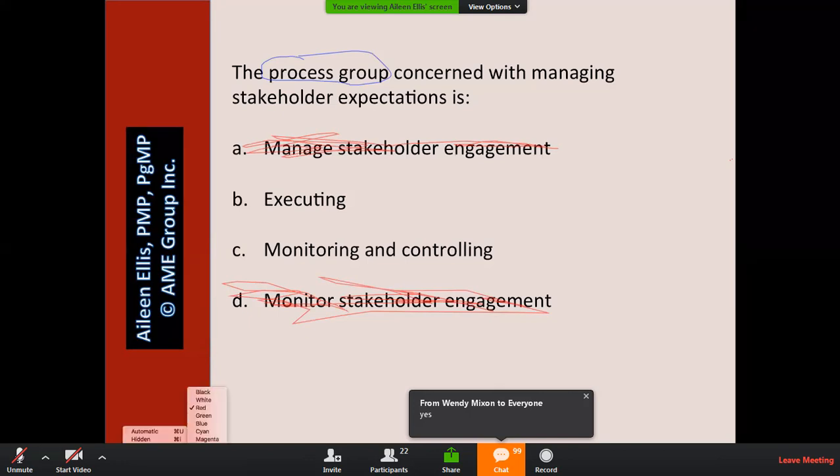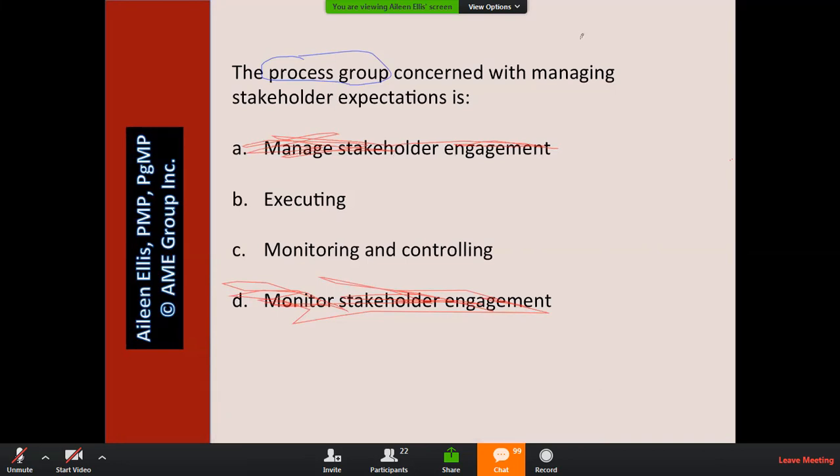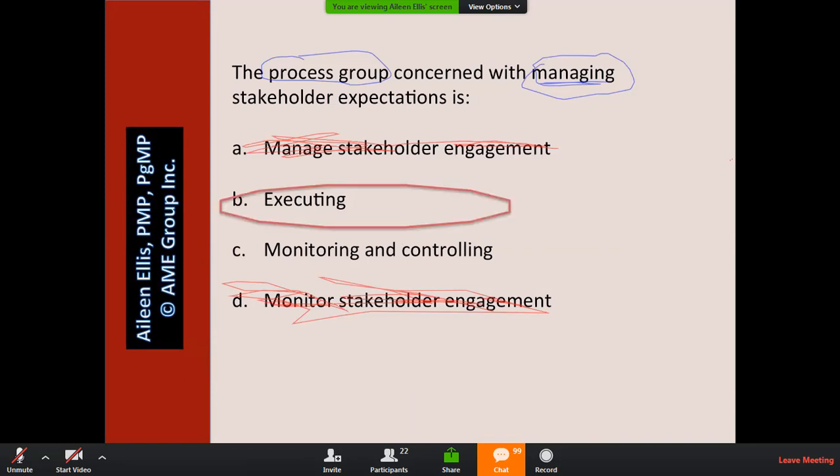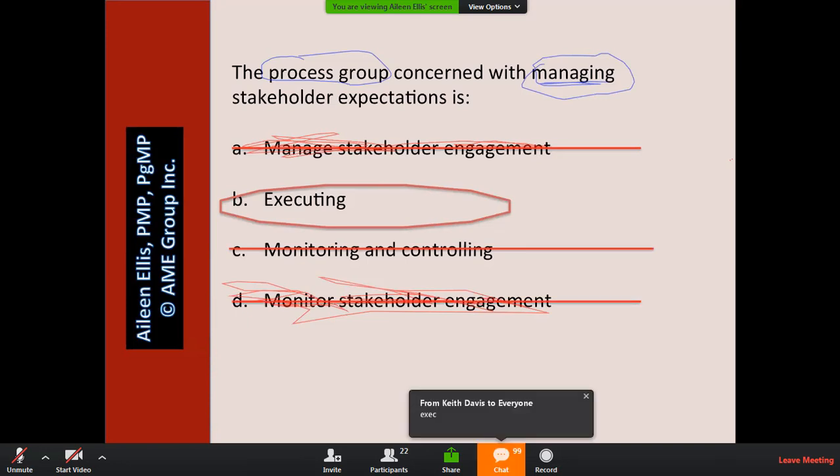And then if I go back to the question, what's another key word in the question? Sri already told us it's the word managing. When we see the word managing, is managing about executing or is managing about monitoring and controlling? In general, when we see the word managing, we're talking about executing. So that's a takeaway from this question. In general, when we see manage or managing, we're talking about an executing process. When we see the word checking or reviewing, we're talking about a monitoring and controlling process.